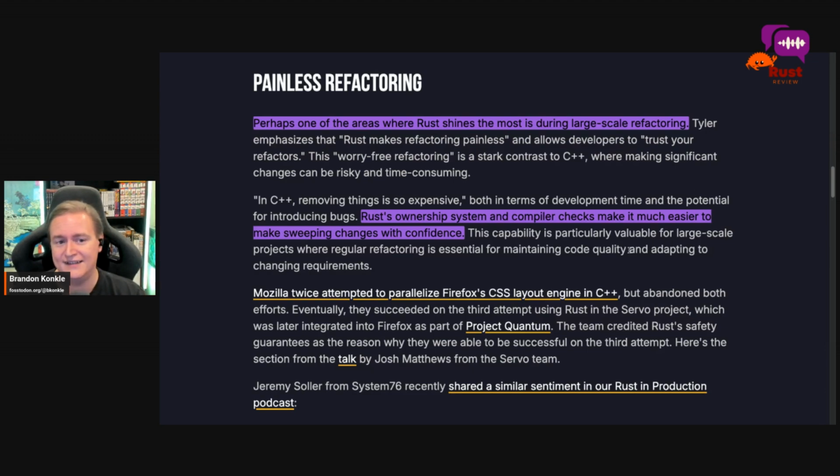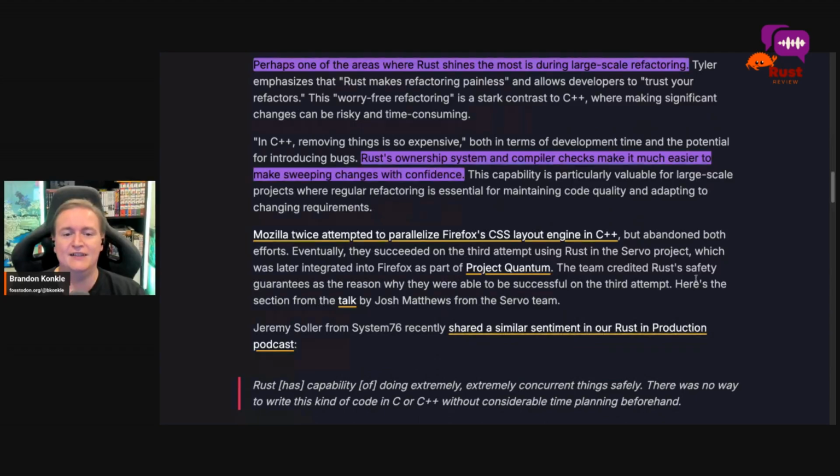He also said that in C++, removing things, even just deleting things, can be really expensive, both in terms of development time and the potential for introducing bugs, which I've definitely seen before too. Just taking something out can break everything, and you don't know until you exercise everything at runtime. Because Rust has this ownership system that ties into the compiler, everything happens at build time. A lot of these production issues that would typically make it out to production in other languages get caught much further up in the development process, usually during the compilation or build process.